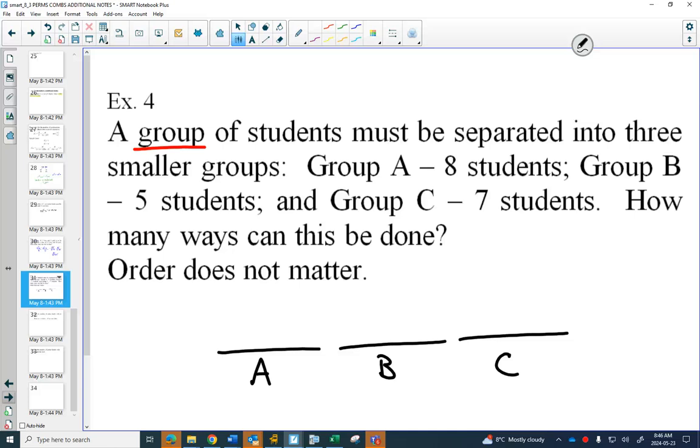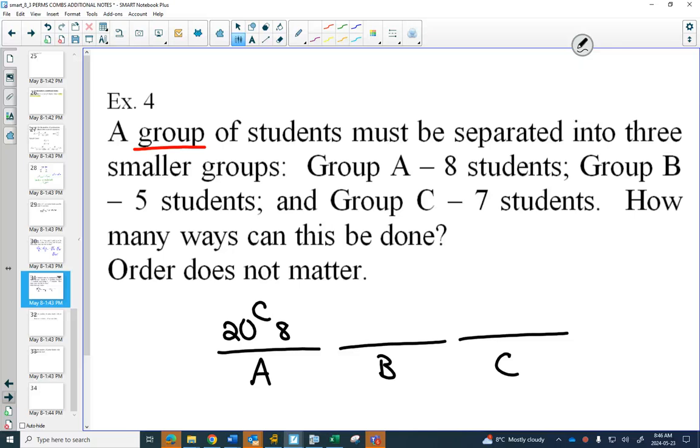We have to decide who is in group A, who is in group B, and who is in group C. Now, group A has 8 students. Does it make sense that you start off with 20? We'd have to choose 8 of them to be in group A. Then, right? So the teacher, there's 20 of you in class. I go, okay, you guys are in group A.